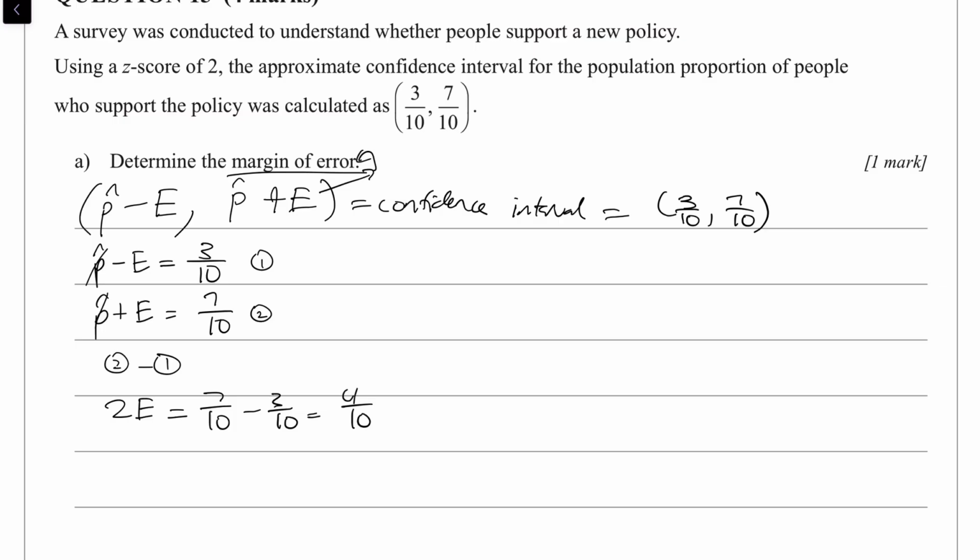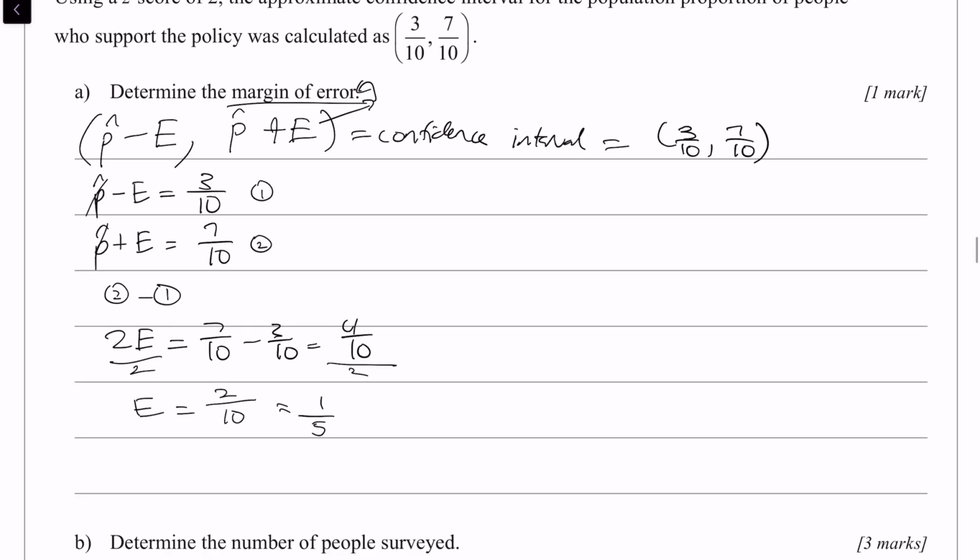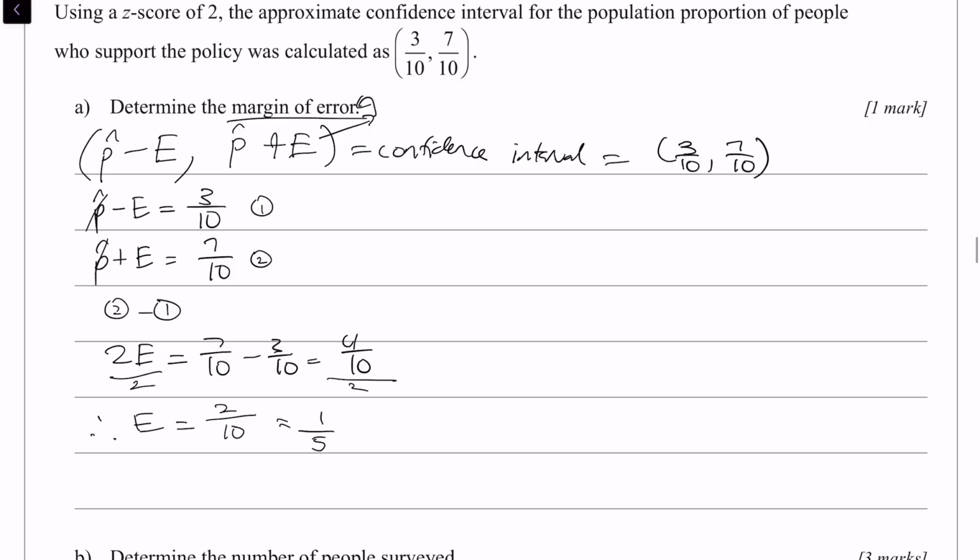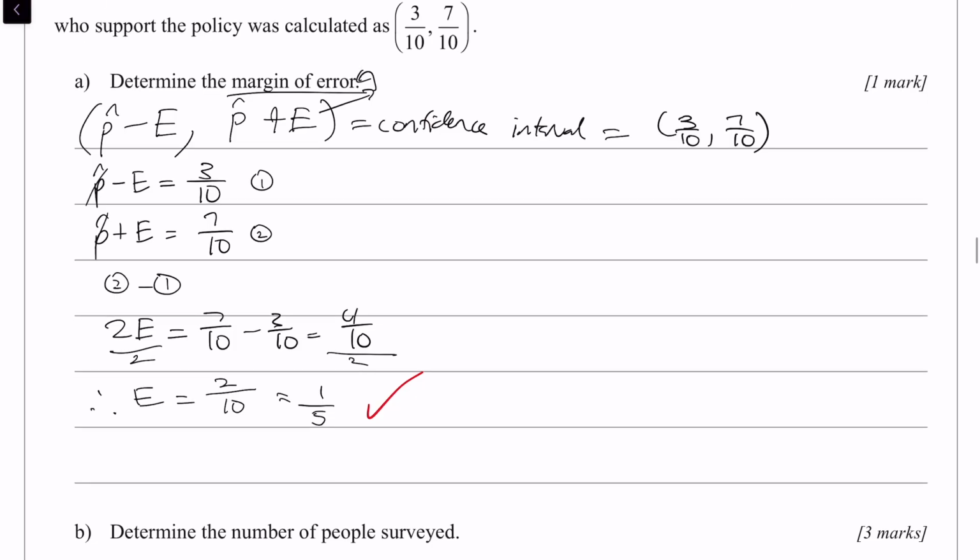And then therefore E will equal basically just half of that value, so we get 2/10 or just 1/5. Okay, so that's our 1 mark there, and we now need to determine the number of people surveyed.